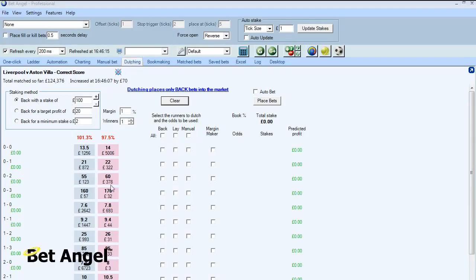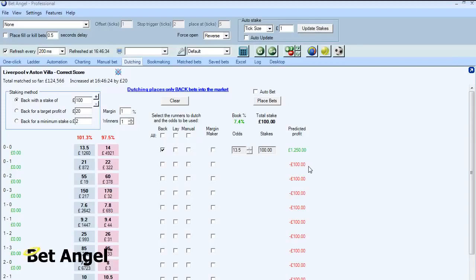So if we back to the stake of 100 and we back to 0-0, you can see here that we would win a lot of money, £1,250, but we'd lose 100 if that bet failed. Now you would suspect that there's likely to be a goal in this match, so 0-0 will fail, and therefore you would lose 100.